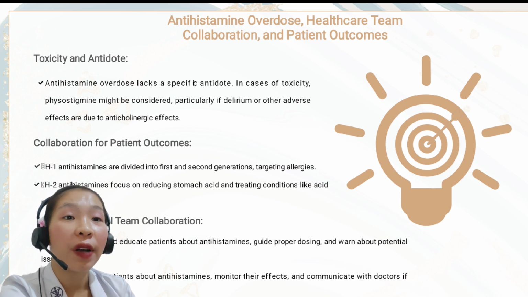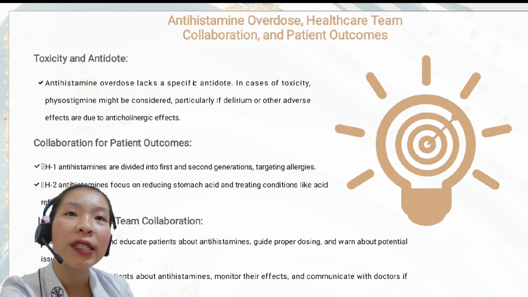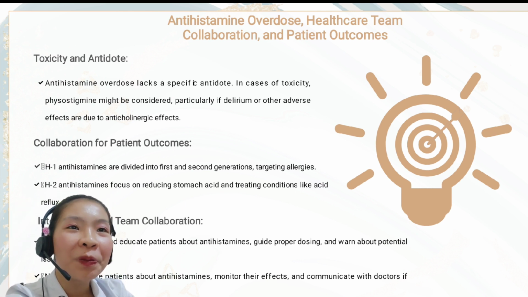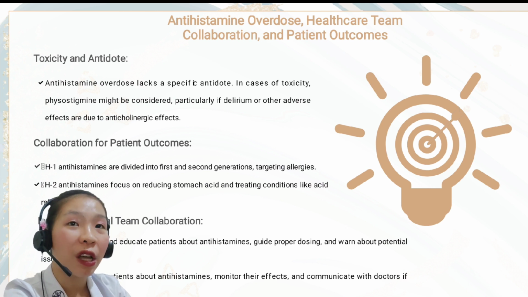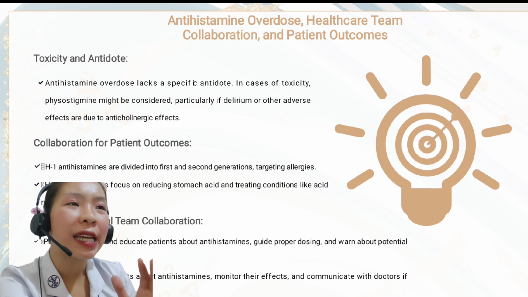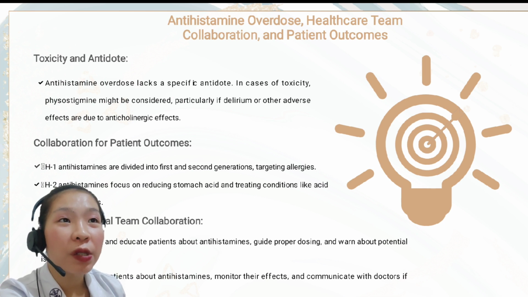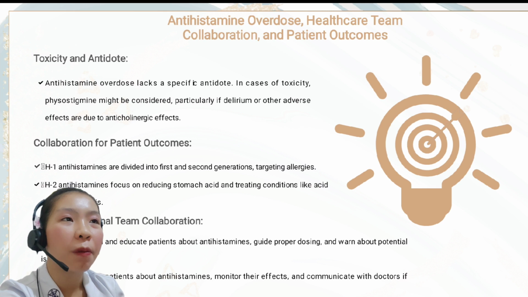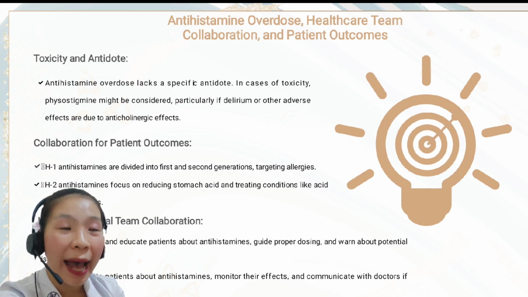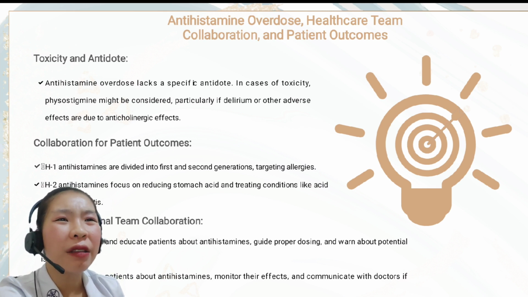H1 antihistamines are divided into two, the first and second generation, targeting allergies again. The next one is H2 antihistamines, which focus on reducing stomach acid and treating conditions like acid reflux and gastritis. Now, if someone accidentally takes too many antihistamine pills and starts experiencing confusion and hallucinations, physostigmine might be used to help counteract these effects by restoring normal mental function. That's the purpose.